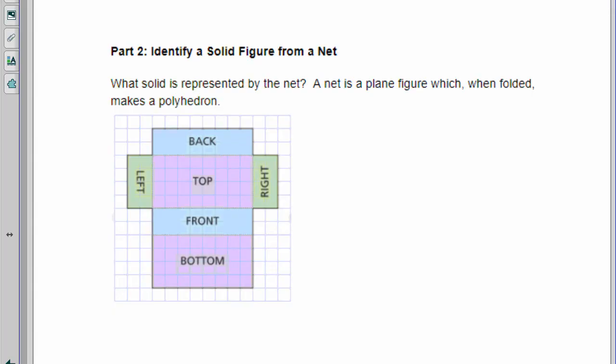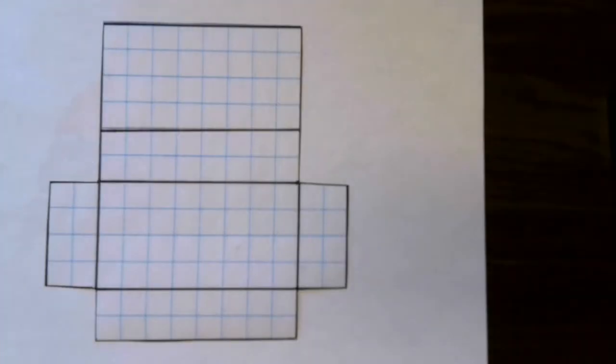For part 2, we're looking to identify solid figures from a net. And a net is just like as if you had taken that cereal box and unfolded it so it laid flat. It's a flat 2D shape that you can fold up into a 3-dimensional shape. And for this net that we have before us, our challenge is to identify what shape that net would fold up into. And so we want to think about some characteristics of the 2 shapes we've learned about. We've learned about prisms and we've learned about pyramids.